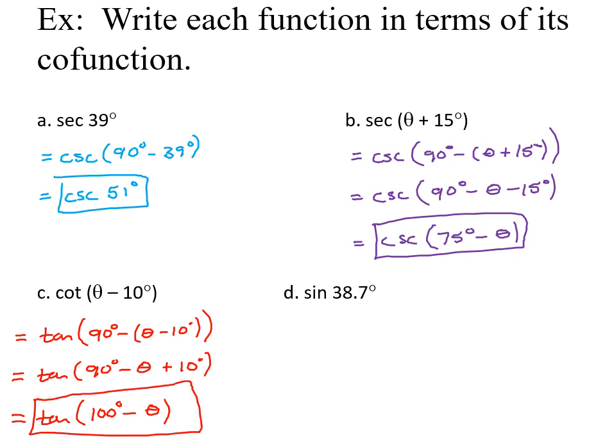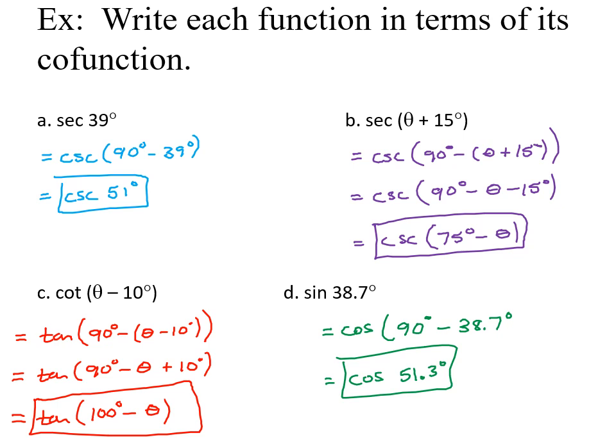Or you could do it with decimals. And I'm guessing I meant to have that spaced over so they'd line up more, but oops. So sine of 38.7 degrees. Sine would go to cosine, so this would be cosine of 90 minus 38.7. And it's okay if you get a decimal, that's fine. So 90 minus 38.7 is going to give you 51.3. And that's how you would write the cofunction of each one.